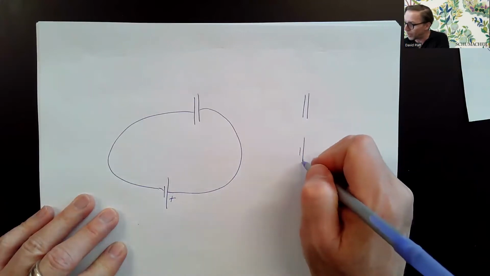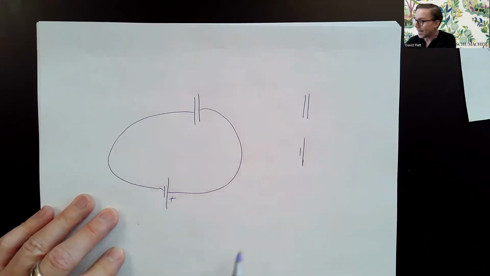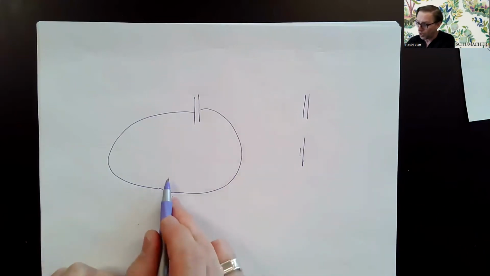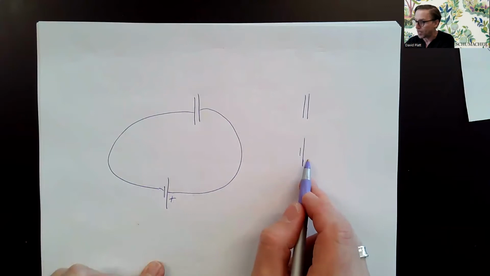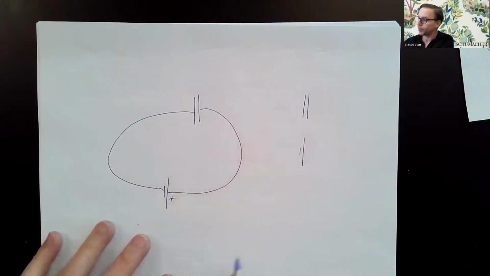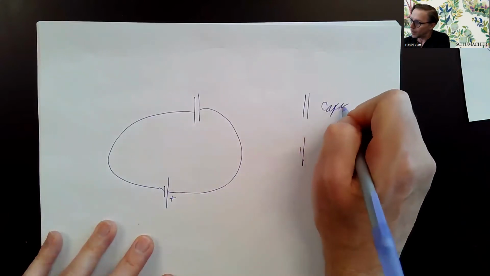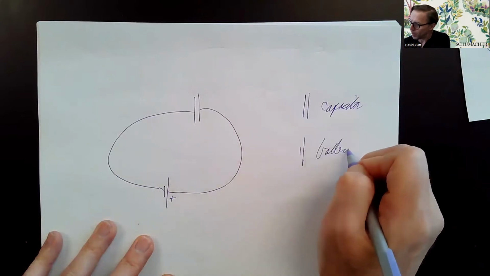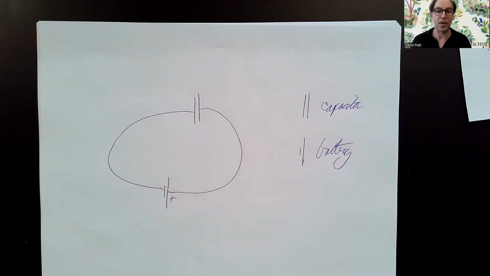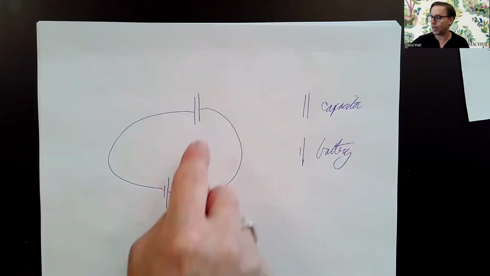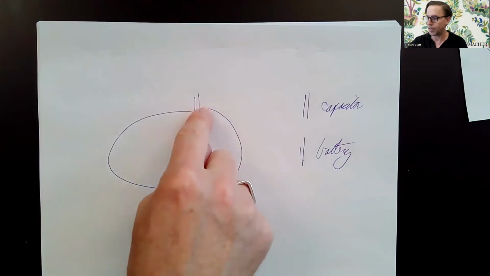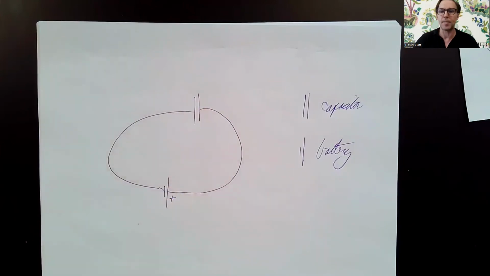So make sure they look really unequal length. And I don't have to put the plus here because that's redundant. The longer segment is the positive end. So this is the positive end. This is the negative end of the battery. And this is a capacitor. It's a symbol for a capacitor. And this is the symbol for a battery. They look very similar. They're both two parallel line segments. If they're the same length, it means it's a capacitor. If they're different lengths, it means it's a battery.